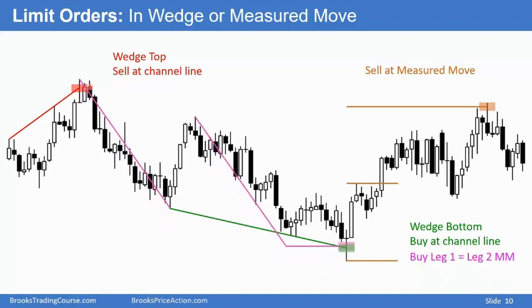That's also a leg 1, leg 2 measured move. Leg 1, pullback. Leg 2, this is the size of this first leg. Traders expect to see some buying at that price. That's an additional reason to buy.